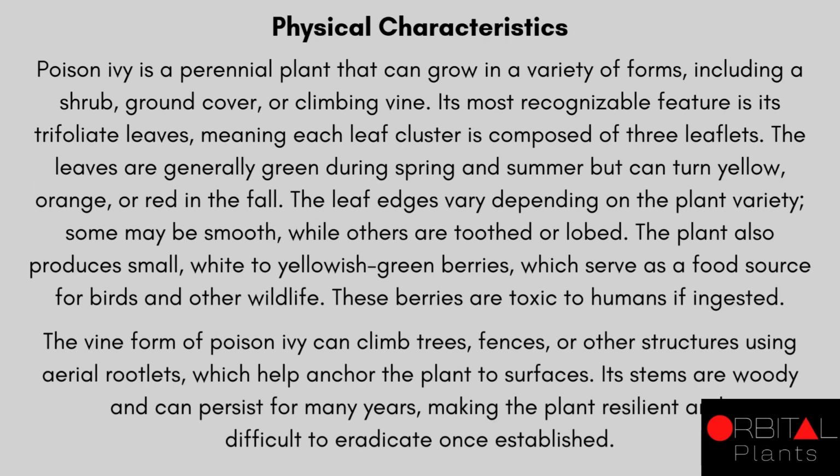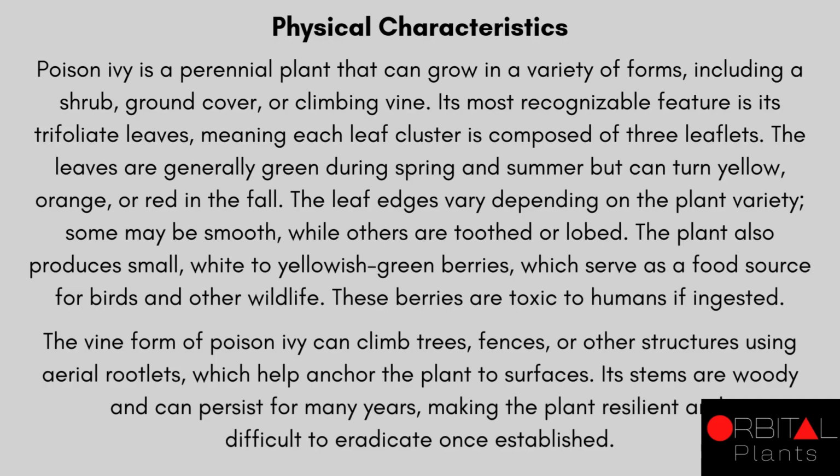Physical characteristics. Poison ivy is a perennial plant that can grow in a variety of forms, including a shrub, ground cover, or climbing vine. Its most recognizable feature is its trifoliate leaves, meaning each leaf cluster is composed of 3 leaflets. The leaves are generally green during spring and summer but can turn yellow, orange, or red in the fall. The leaf edges vary depending on the plant variety, some may be smooth, while others are toothed or lobed.